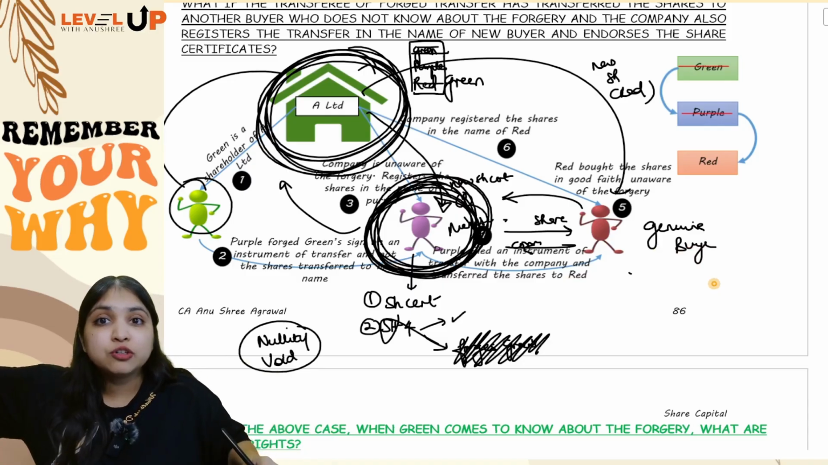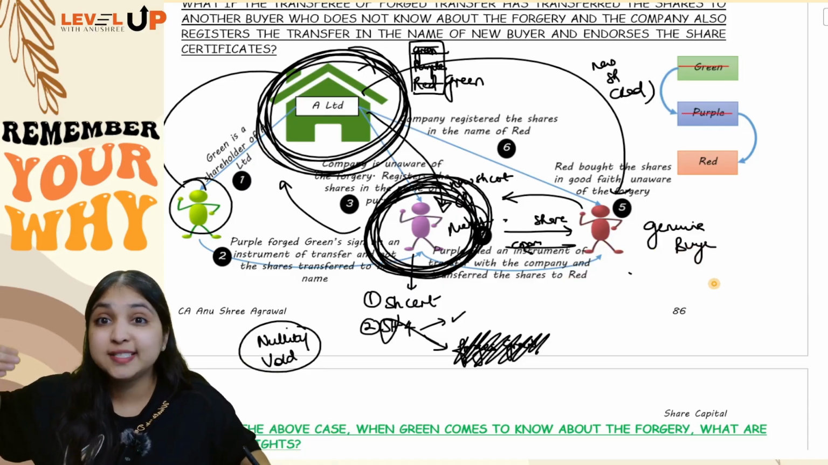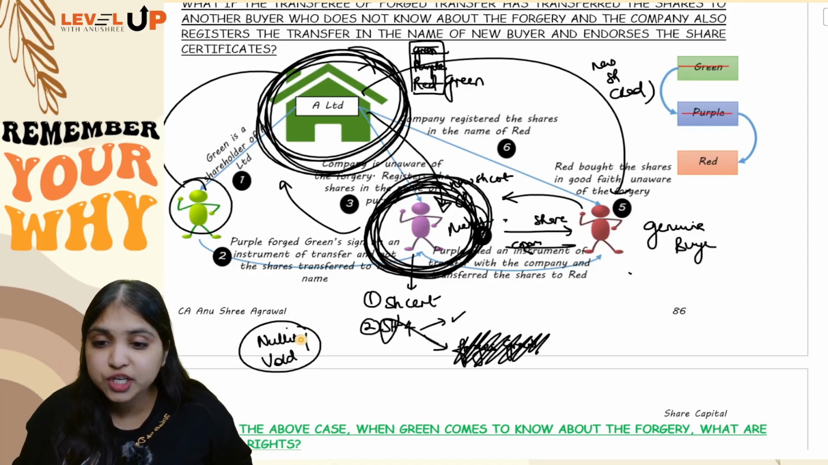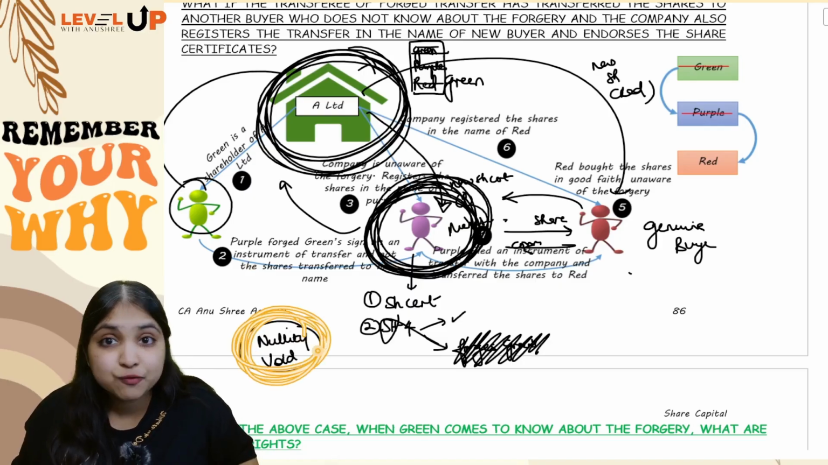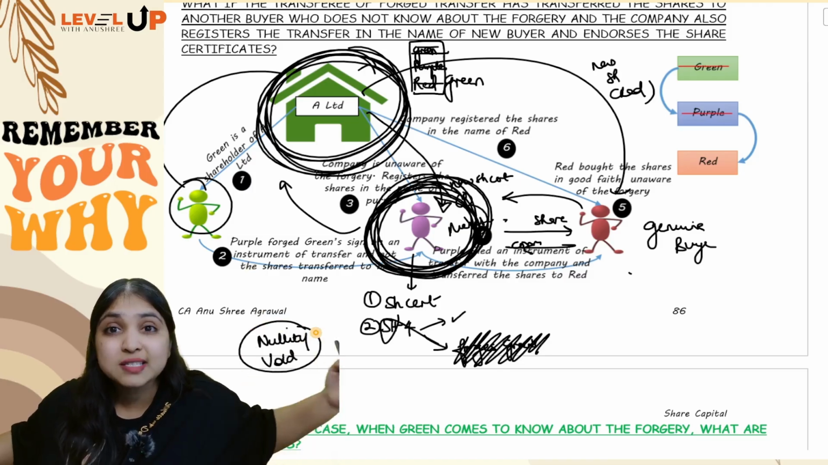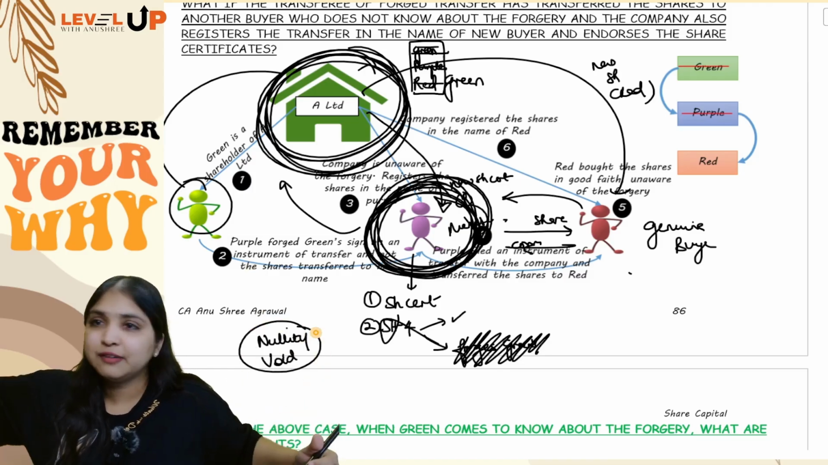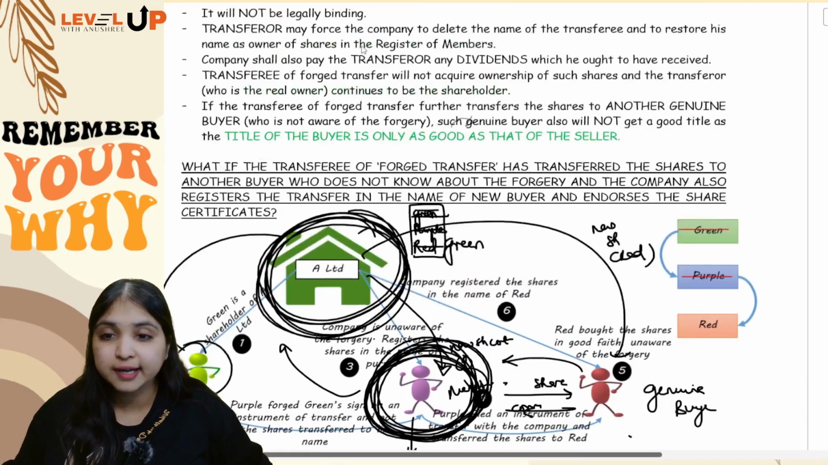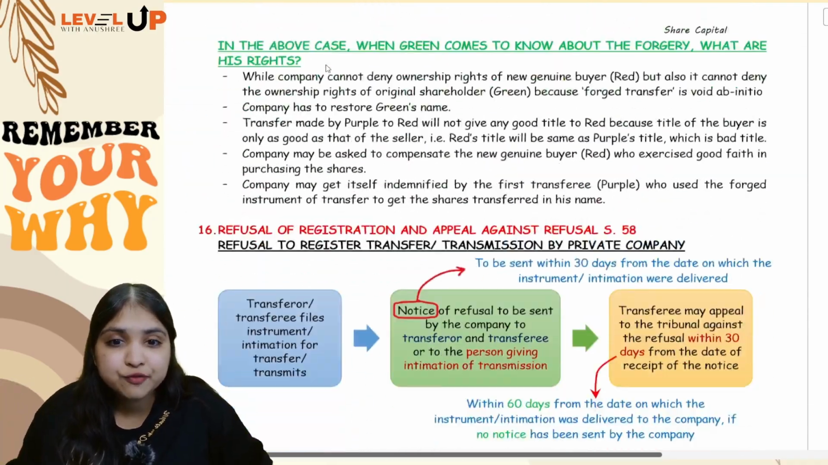When we learned about the doctrine of indoor management, we learned that forgery is an exception. When there is forgery, it will result in nullity. It will be void. No doctrine can protect you. It's a universal principle across every law, across every country, that forgery is equal to nullity. So this was our discussion regarding forged transfer.